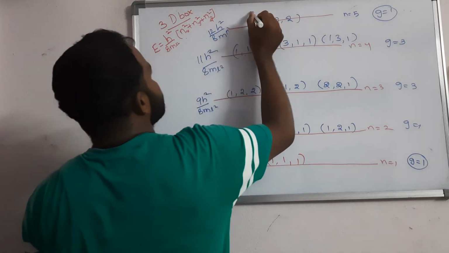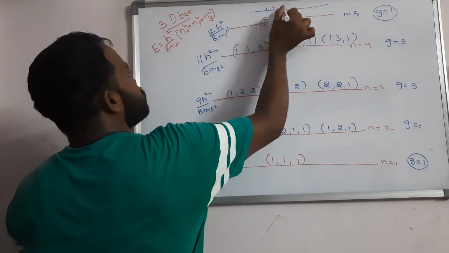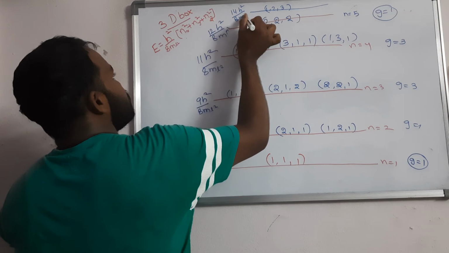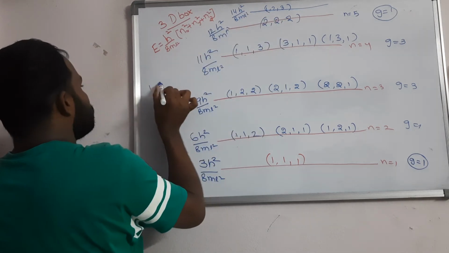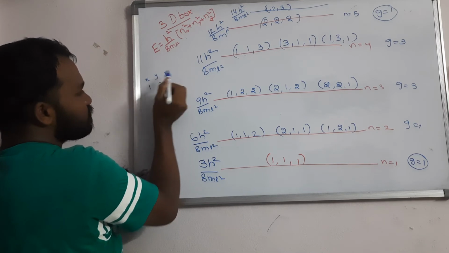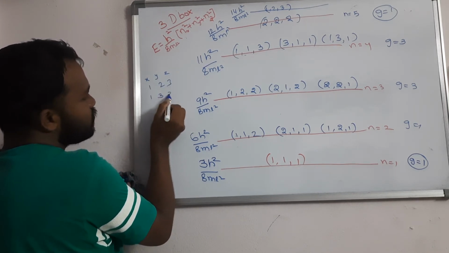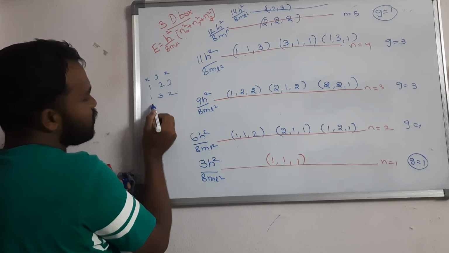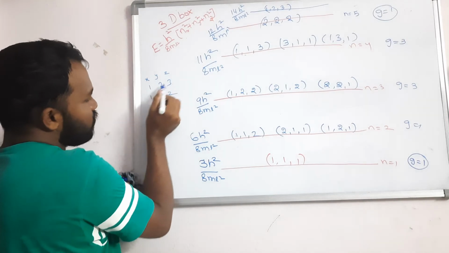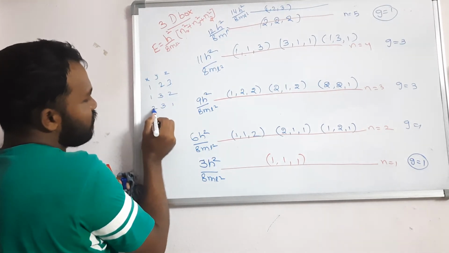So next I am going to take 1 comma 2 comma 3, so that is 14h square by 8ml square. 1 2 3 possibilities, I will take x, y, z. So next possibility what I will take, 1 3 2. Next possibility is 2 3 1 I will take. So 1 2 3, next 1 3 2, next I am starting with 2, 2 3 1 if I will take.